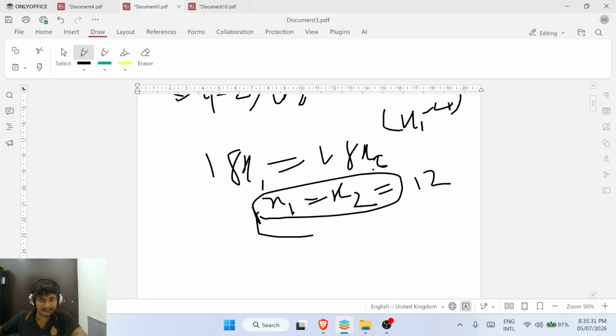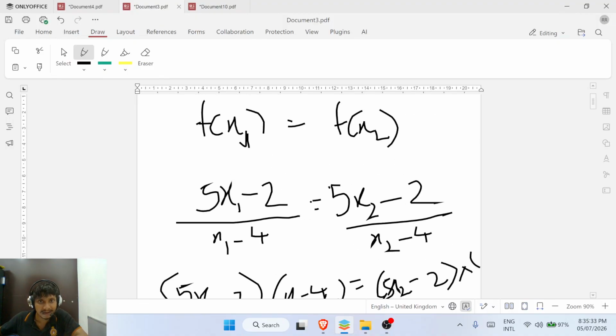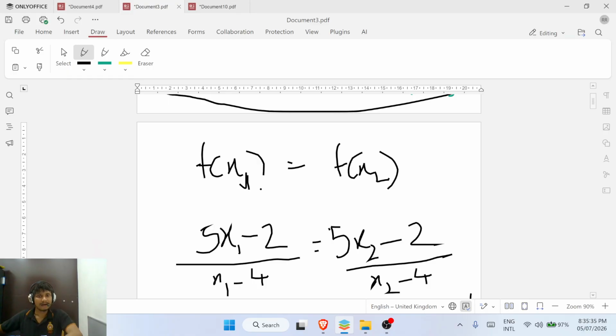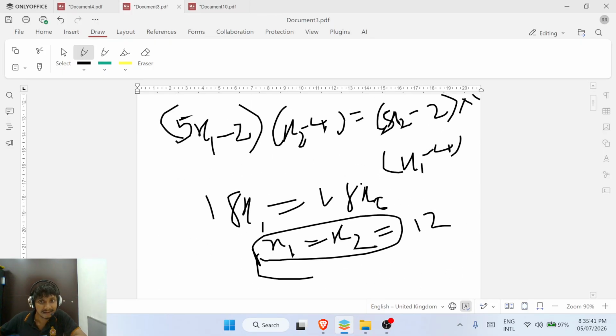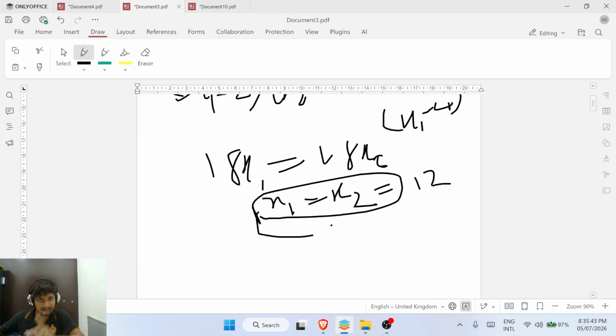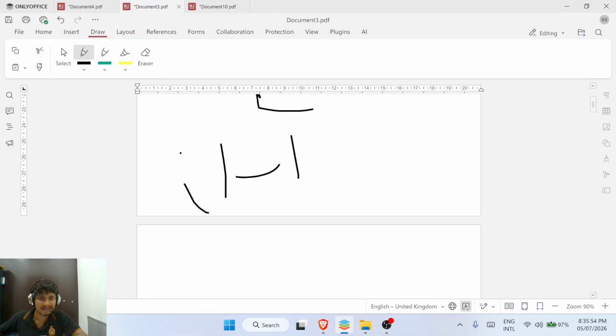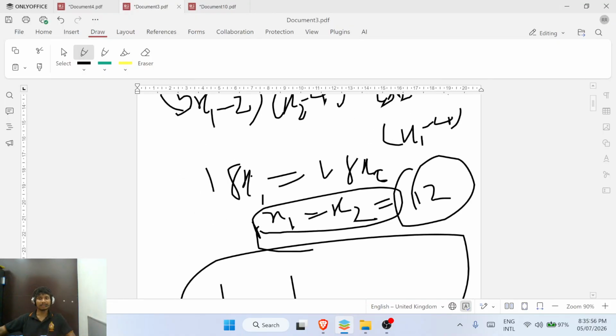Please don't be confused. What's the meaning of assuming that there are two values x1 and x2 that have the same value for f of x? It says that if x1 and x2 have the same value, then x1 and x2 are the same. Therefore, the function is a one-to-one function. Okay, because why?